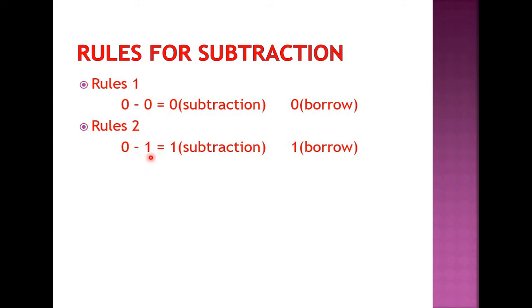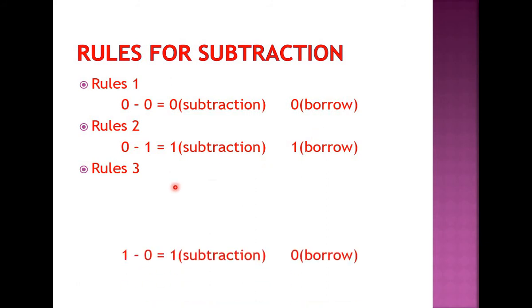For that purpose we have to take a borrow from the next column, and when we take the borrow from the next column it becomes 10 minus 1. So 10 minus 1 means the subtraction result becomes 1 and the borrow becomes 1, because 10 is nothing but 2 in decimal. When we do 2 minus 1, the result becomes 1, and we have to pass the borrow on to the next column, so we write the borrow as 1.